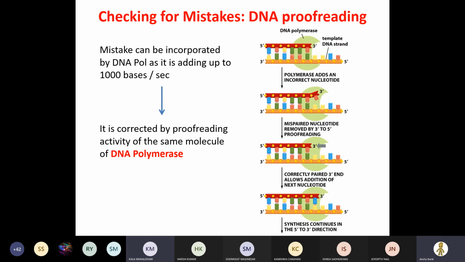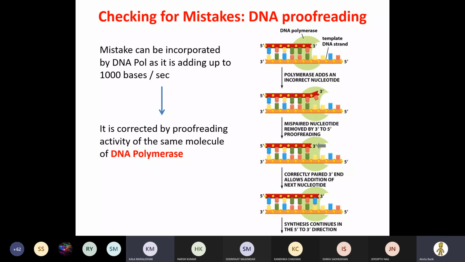This checking for mistakes is known as DNA proofreading. So DNA is very smart. It has this machinery to proofread itself. Sometimes mistakes can be incorporated by DNA polymerase, because it is adding how many? 1000 bases per second. Can you imagine? In just 1 second, in a fraction of a second, while I'm discussing so many things, it is adding 1000 bases. Right now, inside your body, cells are dividing, DNA is dividing, and in just 1 second, 1000 bases are being added.